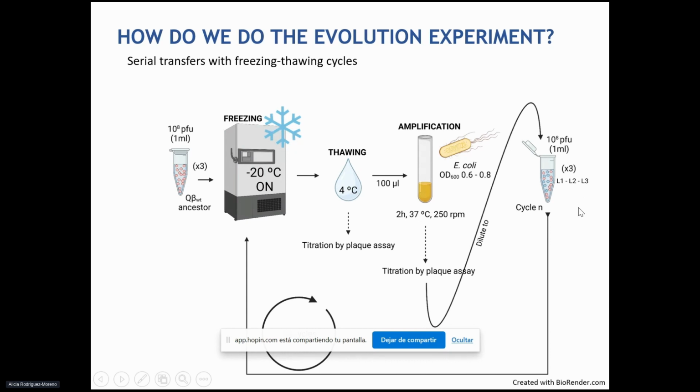And we have to say that a control line was also established in which the ancestral virus was subjected to 30 transfers, but without the freezing and thawing cycles.